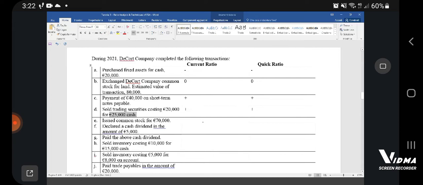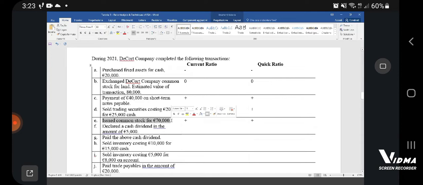That means both current ratio and quick ratio will go up, will increase. Issued common stock for 70,000, and I assume this is in cash. Increase in cash means that we have an increase in the current ratio and also the quick ratio. The current liabilities will not be affected by this transaction.